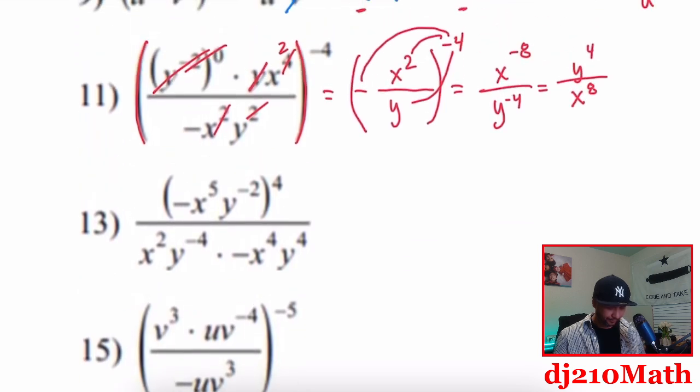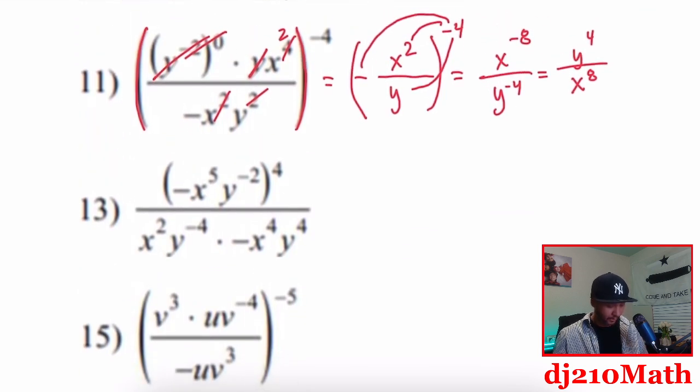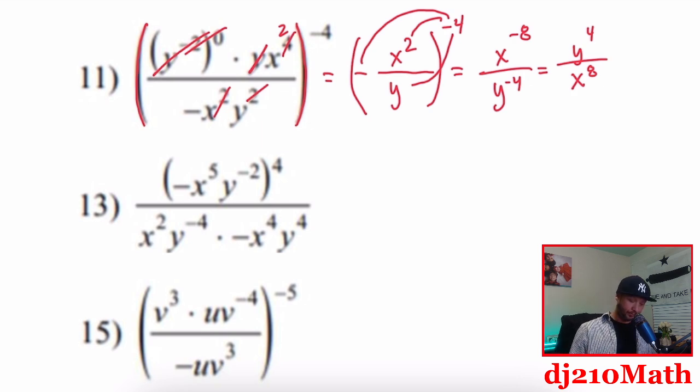All right. Is that it? That is. All right, number 13. Handling the numerator only. The 4 is going to apply to the negative, to the 5, to the negative 2. So negative to the 4th power, it's an even number. 4 is an even number, so it's going to go away. X to the 5 times 4 is 20. And then y, negative 2 times 4 is negative 8.